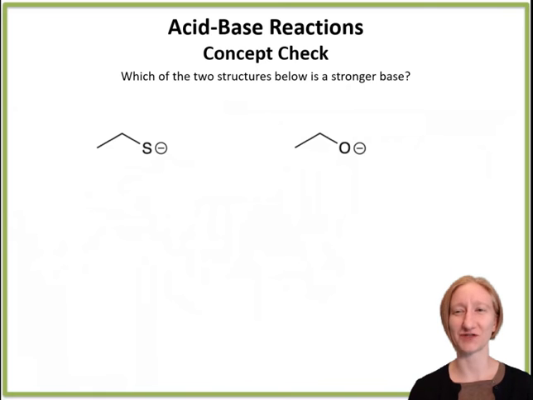One final question for this chapter, which is asking you to determine now not the strongest acid, but instead the strongest base. So let's think about what that means. A stronger base will be more prone to accept a proton. That means that the negative charge will be less stabilized. We already learned that the negative charge is more stabilized on a larger atom. So here it will be more stabilized on sulfur.